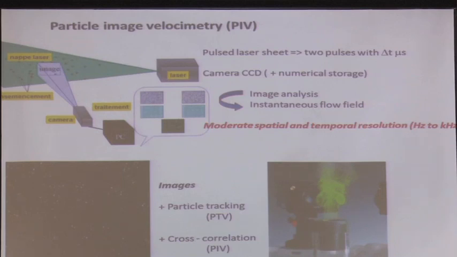So you see points which are reflecting the light of the laser sheet. And the idea is, if these particles are moving, it's because the flow around is also moving. Okay, so you are going to correlate the motion of these small particles with the motion of the fluid.